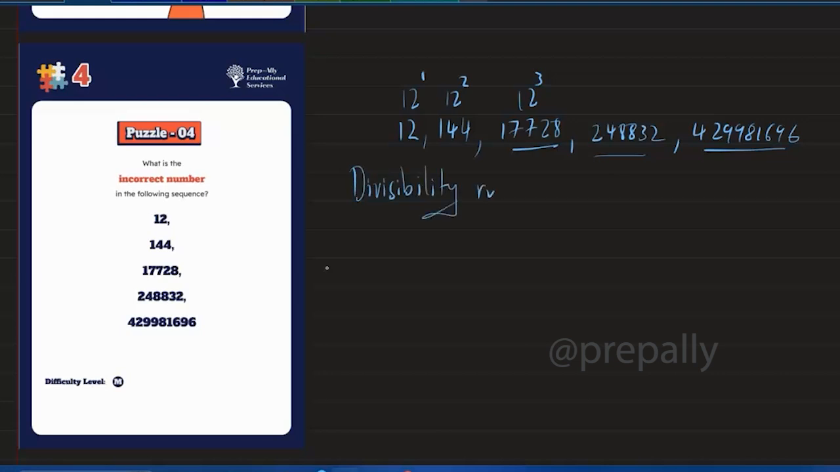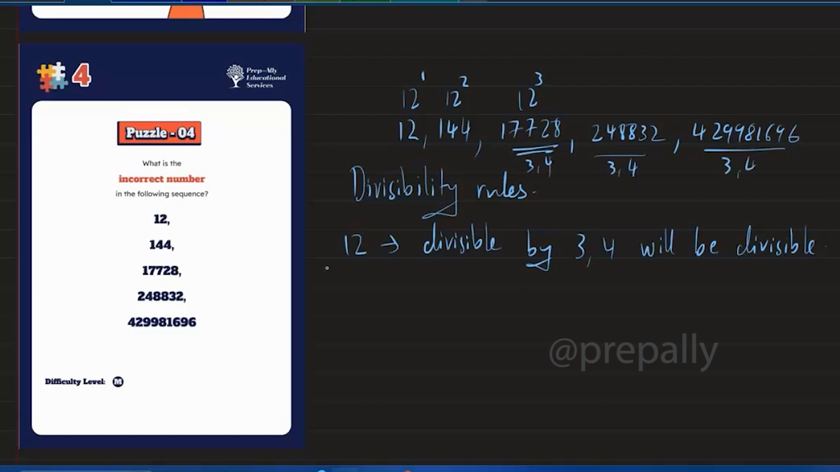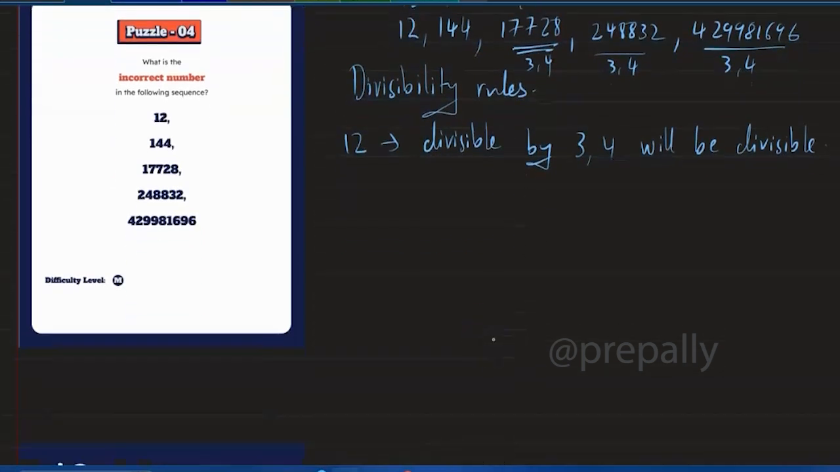If you don't know them, the divisibility rule of 12 is any number which is divisible by 3 and 4 will be divisible by 12. The proof is very simple, and you can use the fact that 3 and 4 are coprimes to prove this. But you can just find out if this number is divisible by 3, 4, this number is divisible by 3, 4, this number is divisible by 3, 4. Now, again, you need to know the divisibility rule of 3 and of 4.